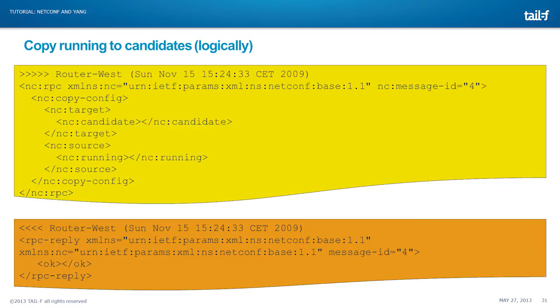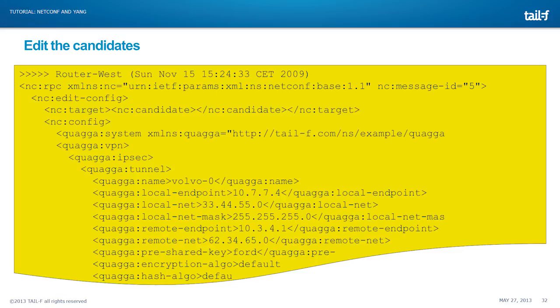So copy the config from running into candidate for a known starting point. By the way, that may not necessarily result in an actual copy on the device depending on the underlying implementation. For example, ConfD has optimizations in place that may not need any of the data to really be copied. It may be just a logical copy.